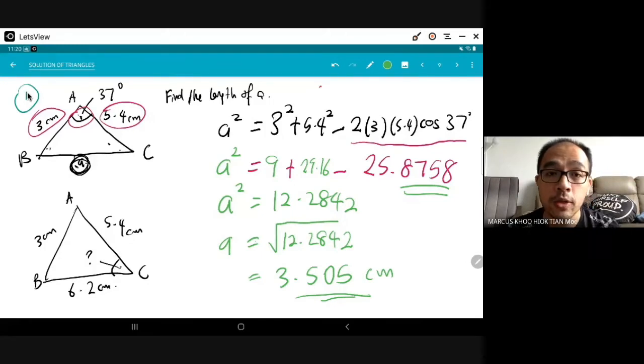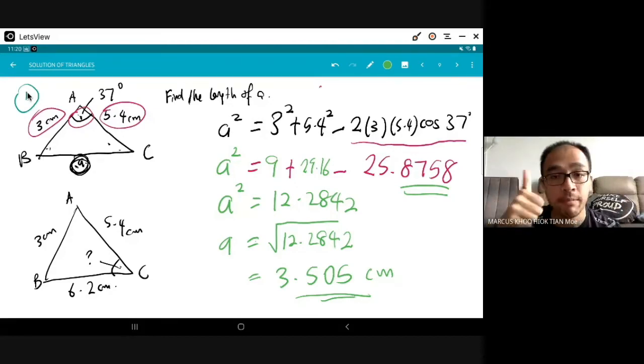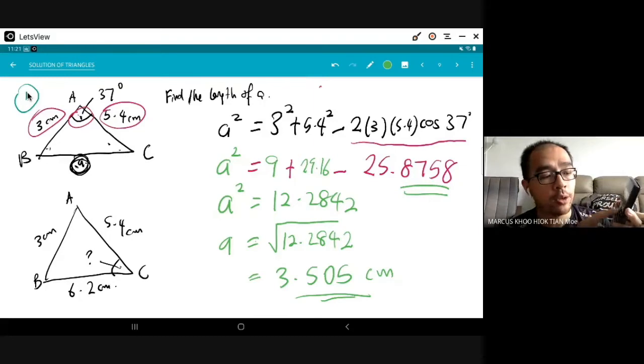Okay, so actually this cosine rule is not that difficult to use. It's just that you need to know the pattern, number 1. And then number 2, make sure that when you calculate, you calculate very carefully. I don't suggest that you straight away type out 3 squared plus 5.4 squared and everything, and then kaboom, the answer will come, because sometimes there is a possibility of you making a mistake. So do the calculation slowly.